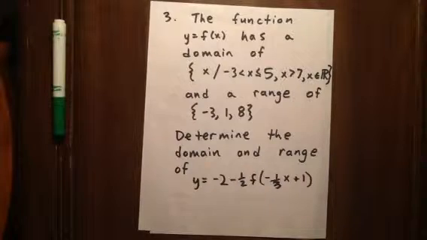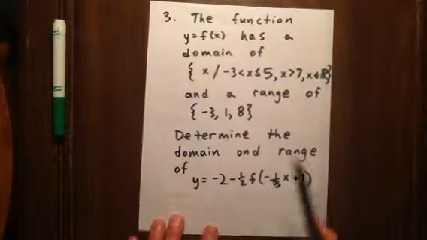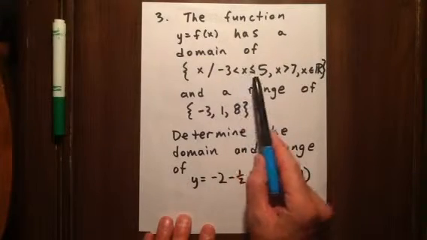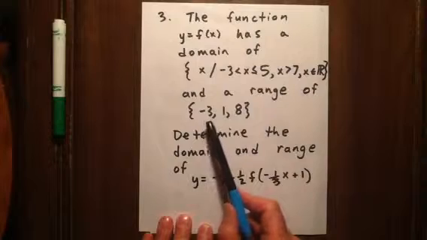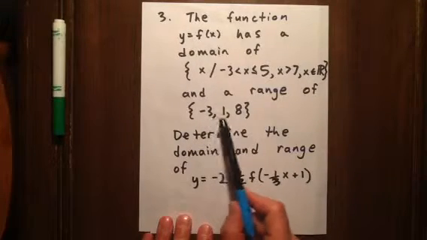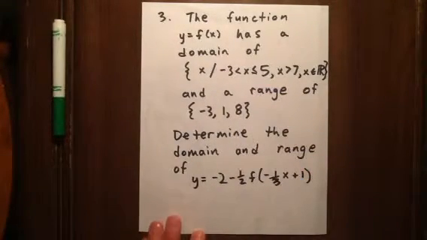Okay, one more question here for us. We've got the function y equals f of x having a domain of negative 3 less than x less than or equal to 5 and x is greater than 7. And this range is simply the values negative 3, 1, and 8. We've seen functions where that happens before. We're going to determine the domain and range of this relatively complicated looking function.